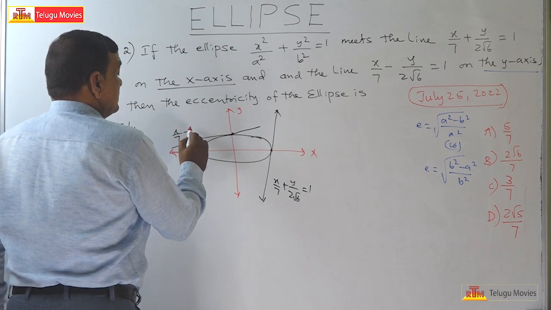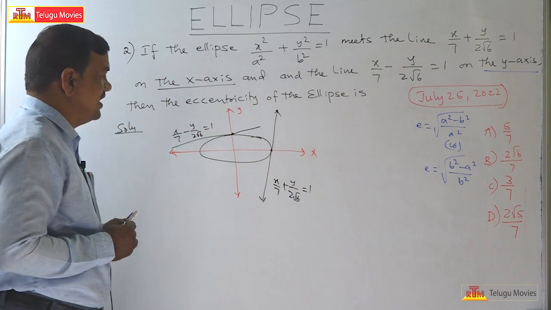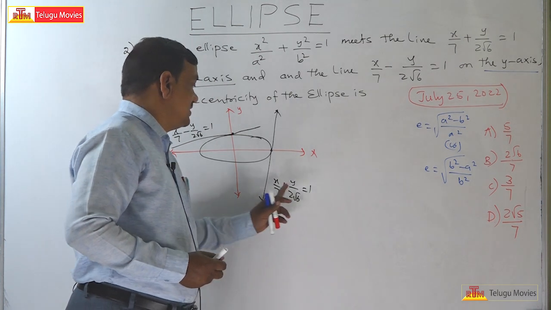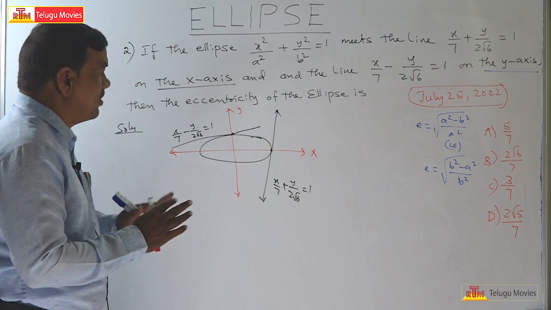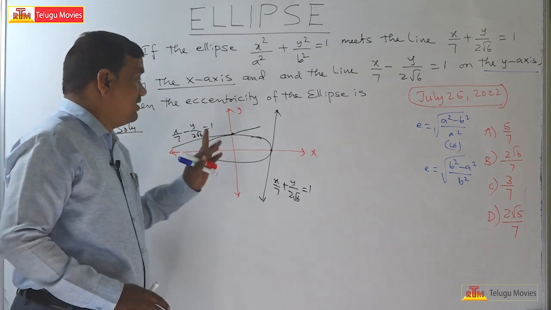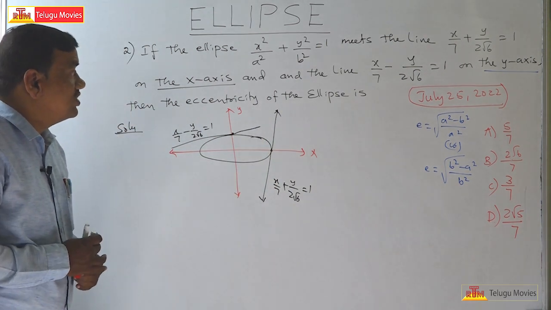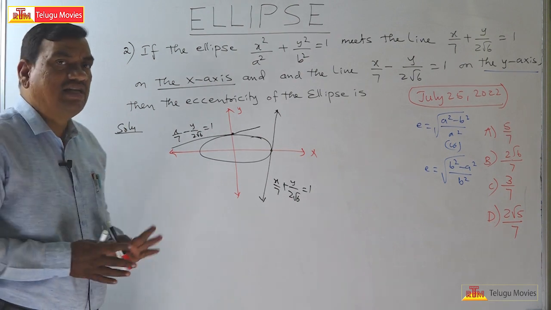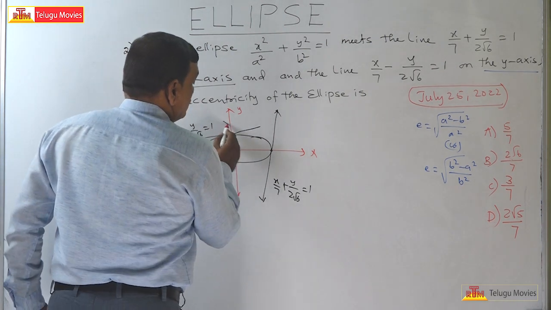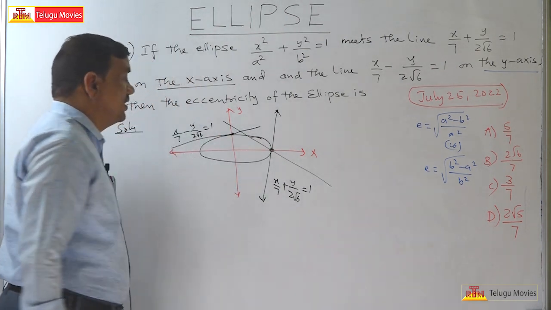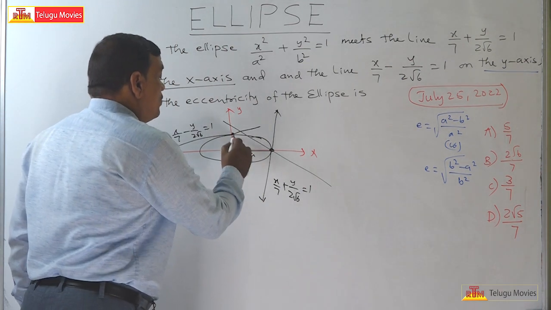So, this is x/7 minus y/(2√6) = 1. Of course, I am not drawing the x-intercept and y-intercept exactly. So, it meets the line on the x-axis, x/7 + y/(2√6) = 1. They are not tangents, maybe tangents, maybe not tangents, but it meets. It may come like this, otherwise there is a chance of coming this way also. Now, then we have to find out this a value and b value.